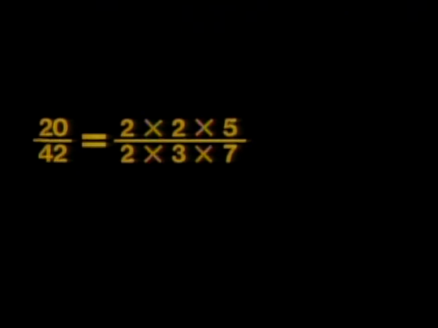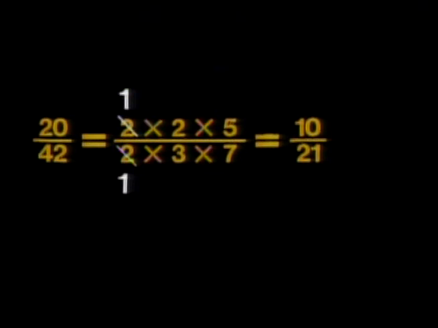We begin by dividing through by 2, leaving 2 times 5 over 3 times 7. And that's it. There are no more common factors, so we have to stop. The answer is 2 times 5, or 10, over 3 times 7, or 21.